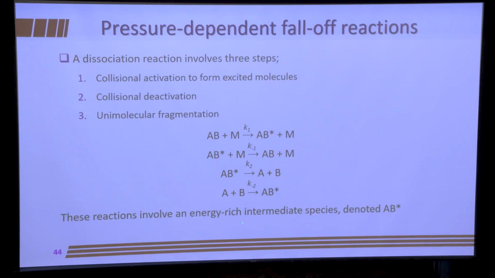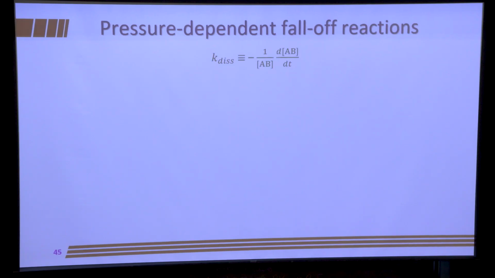These reactions involve an energy-rich intermediate species denoted by AB star. So the rate constant for dissociation of AB is equivalent to -1 over the concentration of AB times the change in concentration of AB with respect to time. Okay? And the rate constant for recombination is equivalent to +1 over the concentration of A times 1 over the concentration of B times the change in concentration of AB with respect to time.